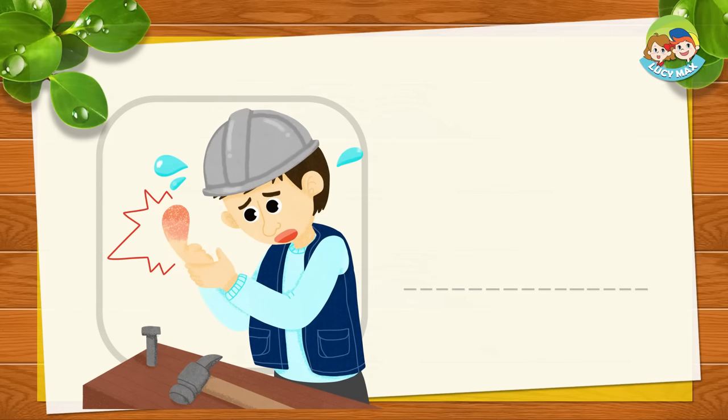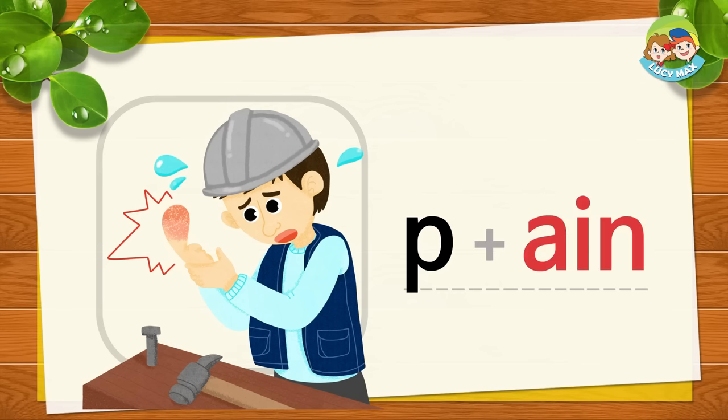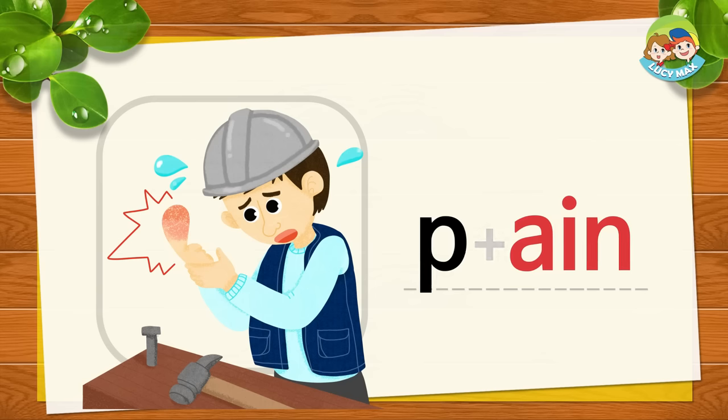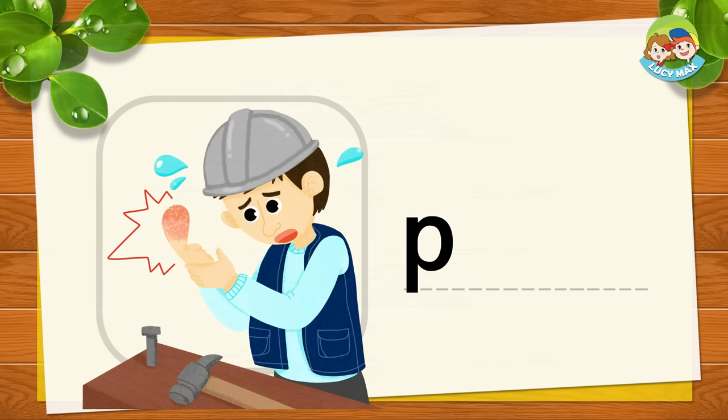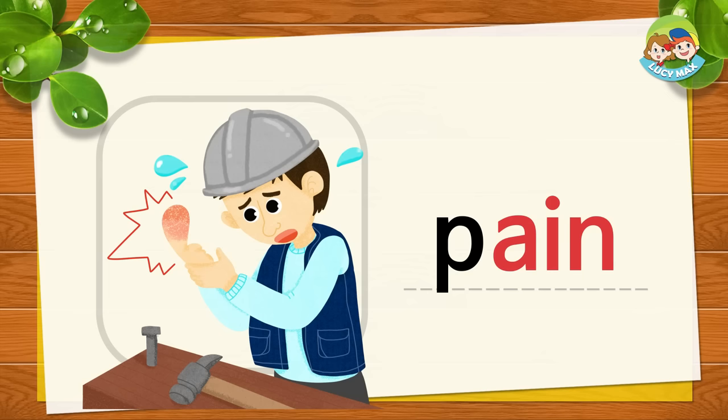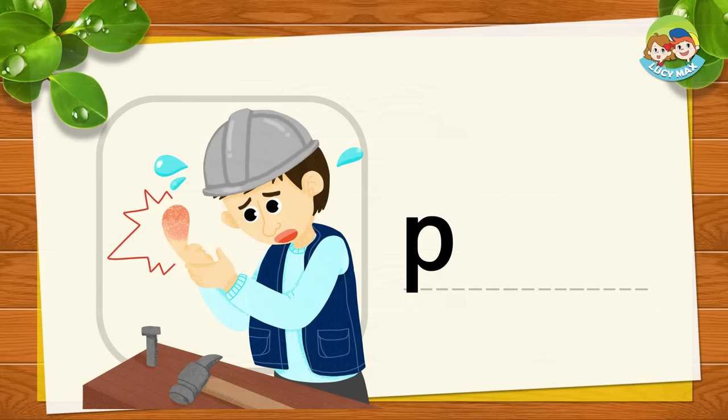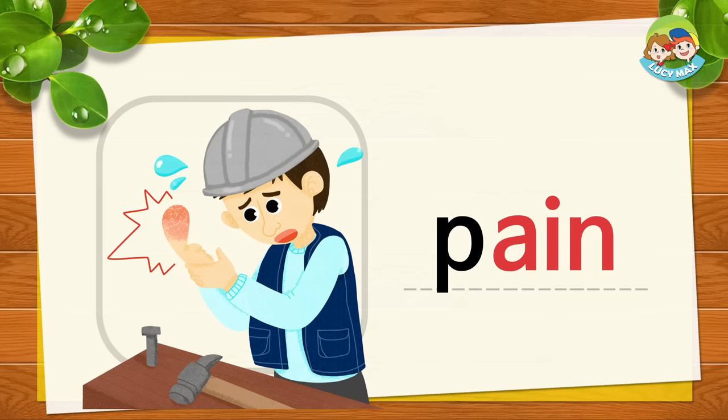Look at the man. He is in pain. It means he is hurt. Ouch! If you are hurt, you have pain. P and ain together is pain. P, ain, pain. Now you try. Very good.